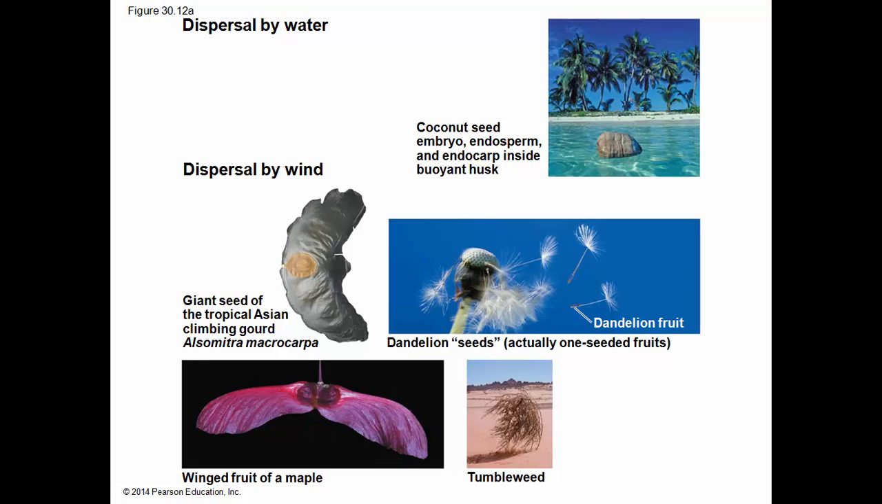Many plants are dispersed by wind. Maple trees are a classic example around here. Dandelion seeds are actually one-seeded fruits. Each one of those seeds is a fruit. Tumbleweeds blow all around the southwest, and they carry seeds with them, and those seeds get dispersed as they travel.